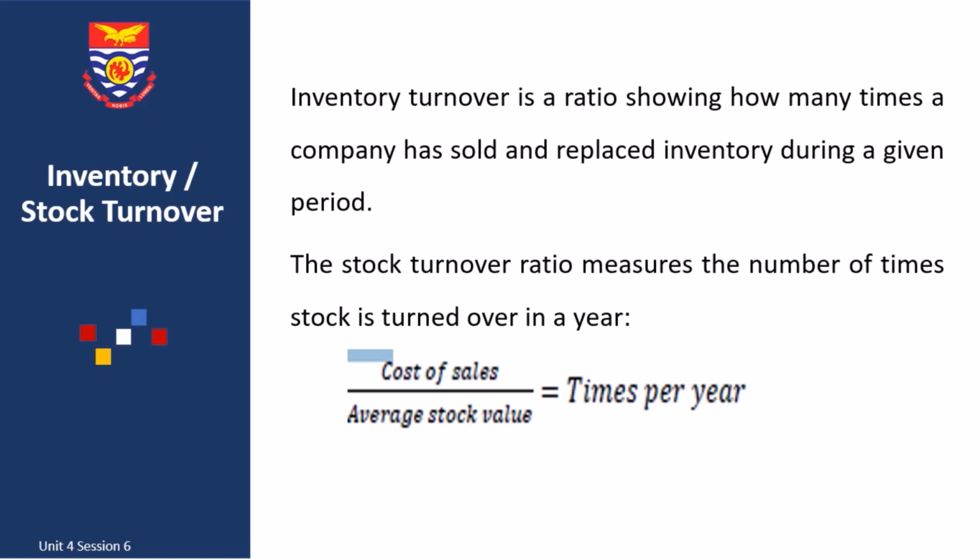How are you going to get this average stock value? You add your beginning inventory to your closing inventory and then you divide by 2. So beginning inventory plus closing inventory over 2 will give you your average stock value. And the formula for the inventory or stock turnover is the cost of sales over this average stock value.